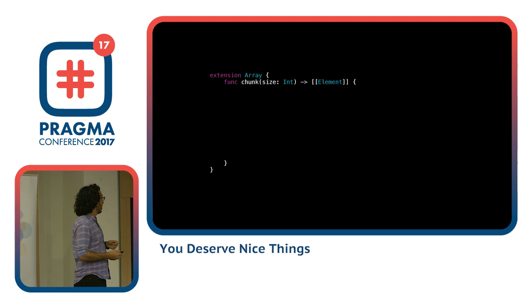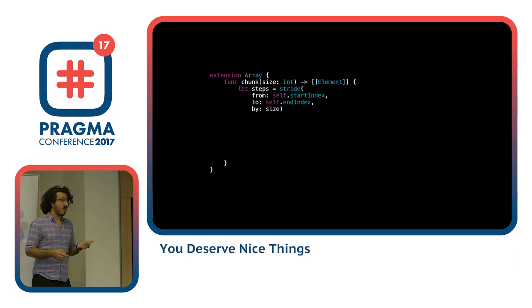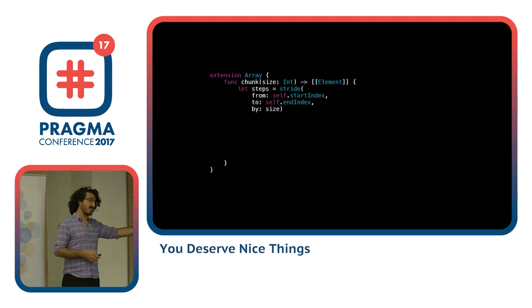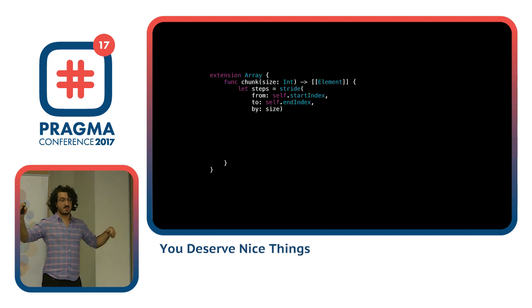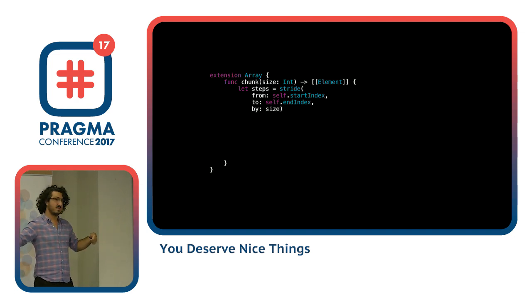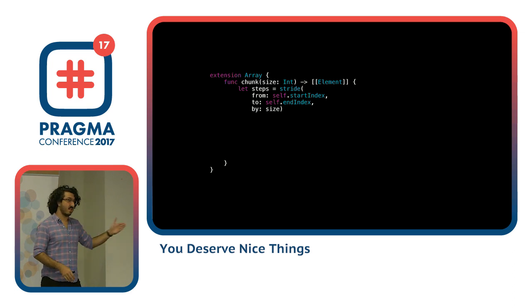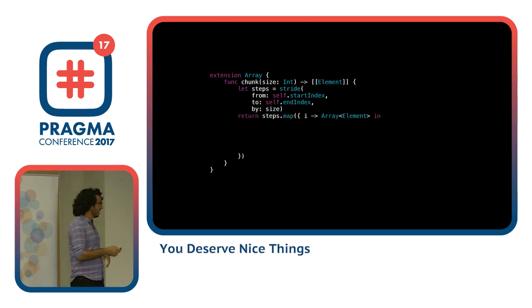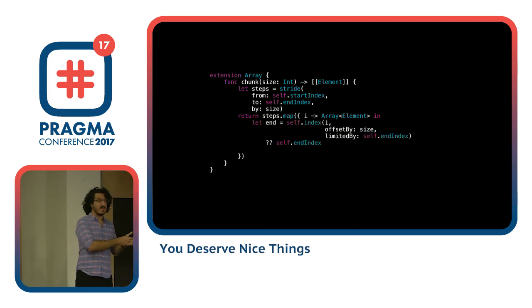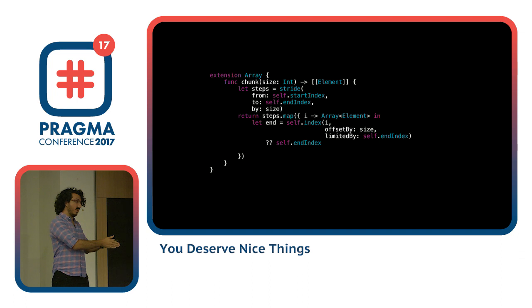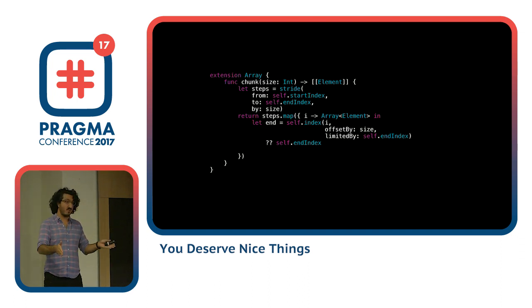How would we write that? We could start with a stride. And that stride goes from the start index of the array, which is 0, and it goes to the end index of the array, which is the count minus 1, and then it steps by the size. And that gives us all of our starting positions for our slices. And then we can map over those steps. We can figure out what the end index is by taking our start, i, and then stepping forward by our size, and then basically generating a slice from that.